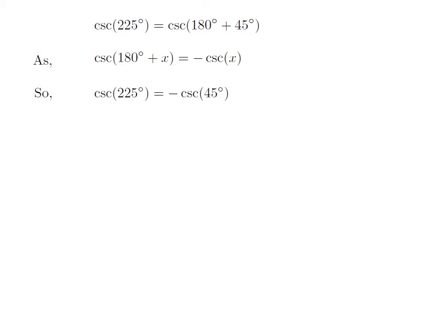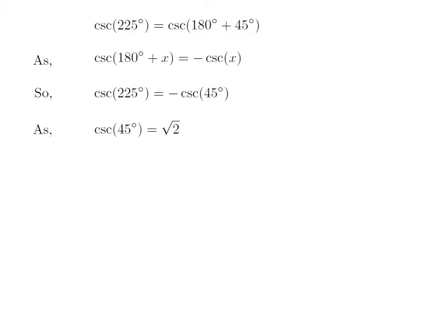Let us apply the above identity for cosecant of 225 degree. Here x is 45 degree. So cosecant of 225 degree is equal to minus cosecant of 45 degree.